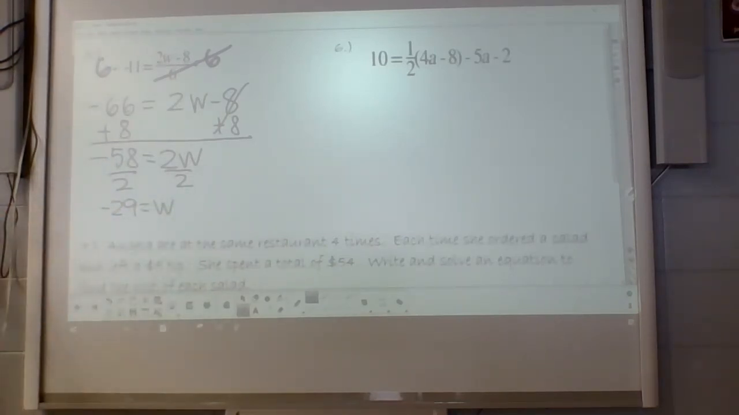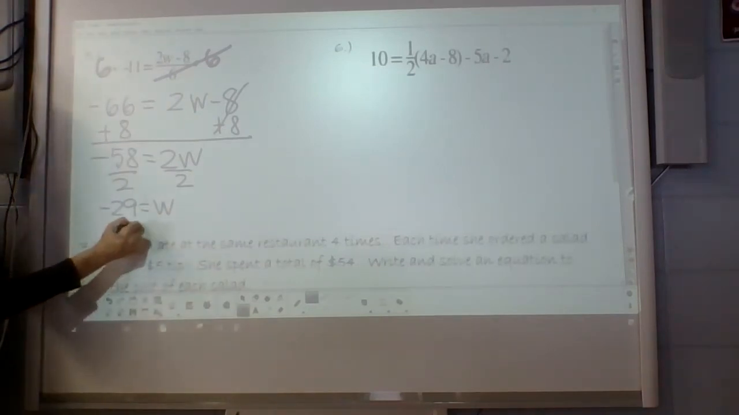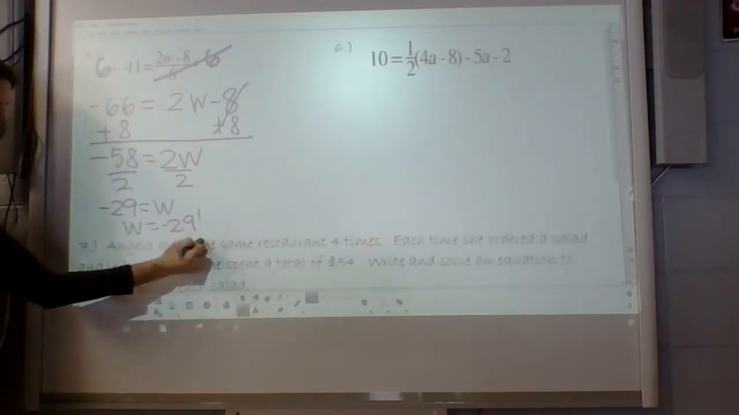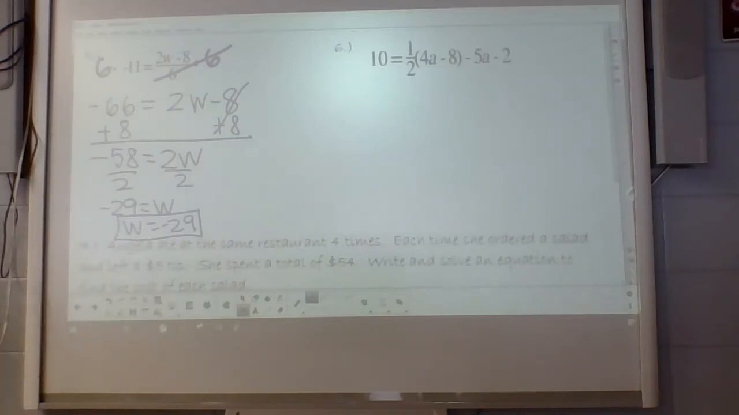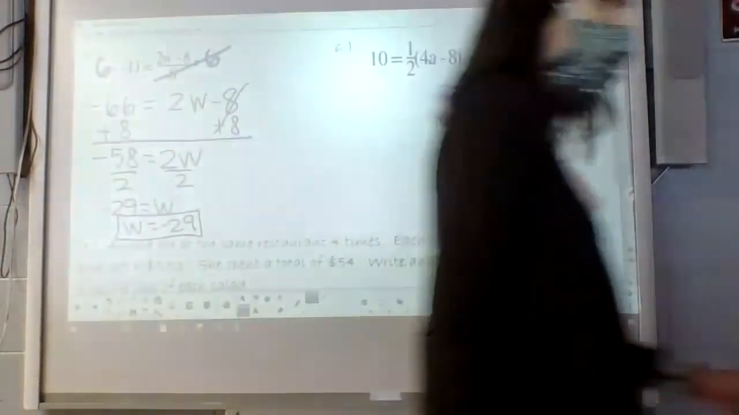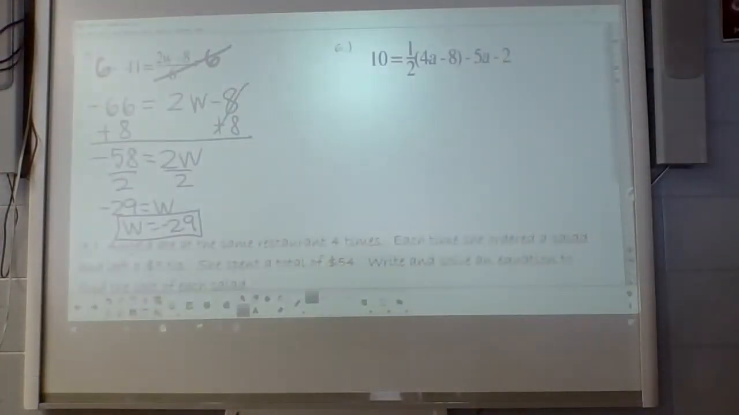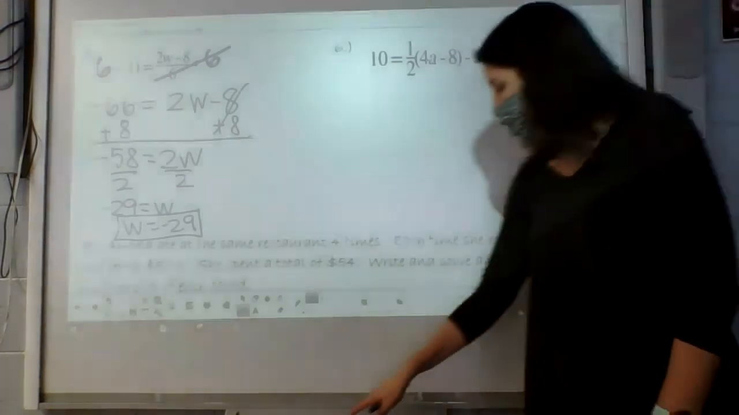Now, I know this sounds picky, but technically, let's write it with the w first. Just getting in the habit of doing that. So we end up with w equals negative 29, right? That's not the only way to get that answer, but I think it's the most helpful, user-friendly, streamlined way to get there. All right, example 6. What do you guys think?